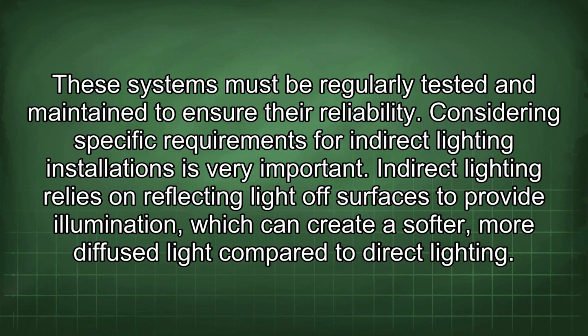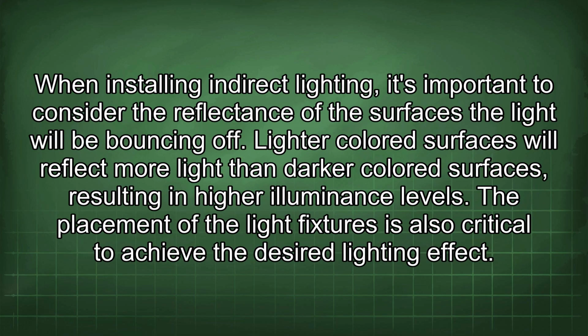Indirect lighting relies on reflecting light off surfaces to provide illumination, which can create a softer, more diffuse light compared to direct lighting. When installing indirect lighting, it's important to consider the reflectance of the surfaces the light will be bouncing off. Lighter colored surfaces will reflect more light than darker colored surfaces, resulting in higher illuminance levels. The placement of the light fixtures is also critical to achieve the desired lighting effect.